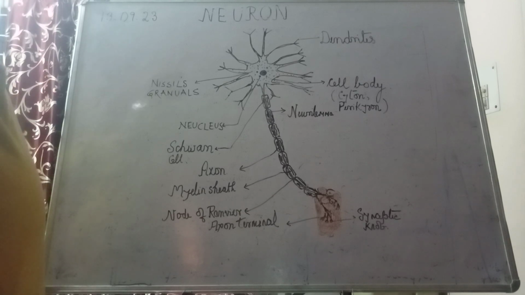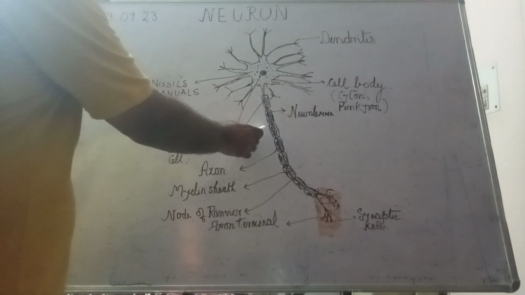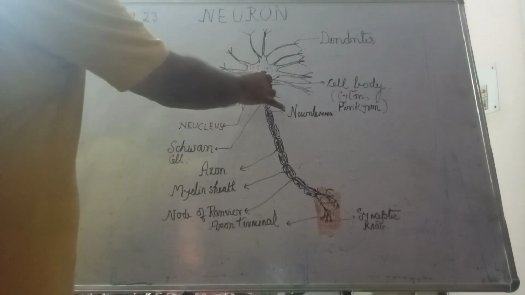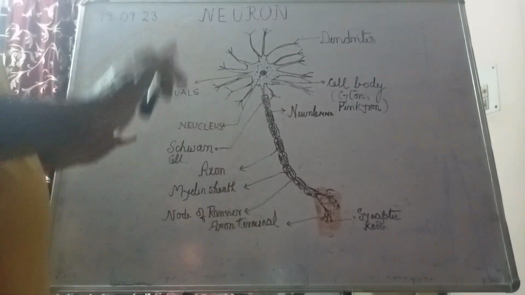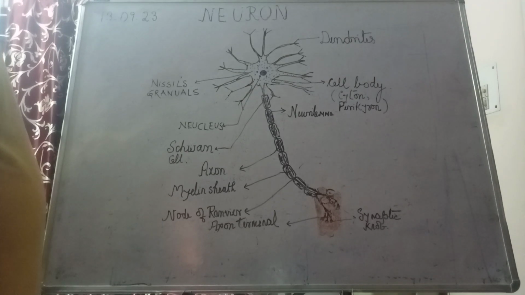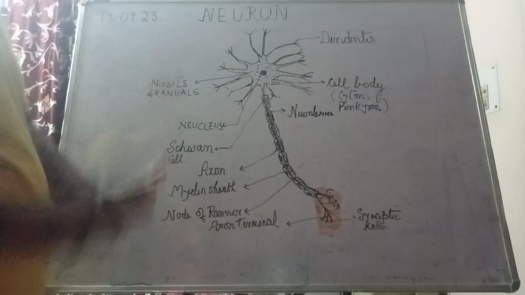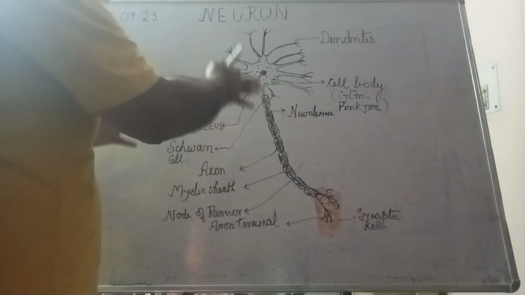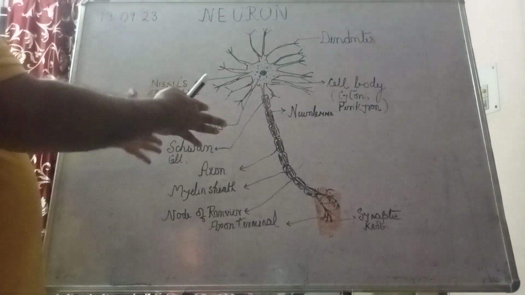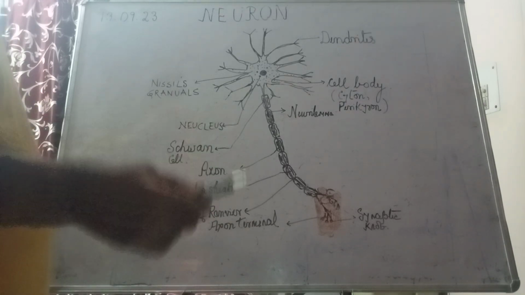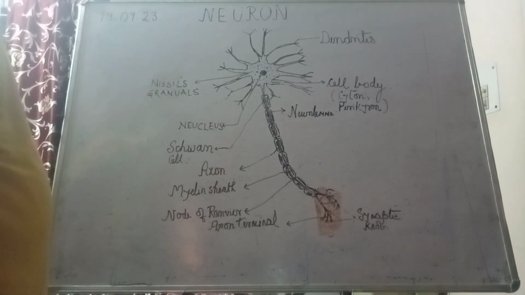Now the bipolar neurons. They have one axon, one cell body, which is also fine, but only one dendrite. So they are bipolar. They are present in the retina of the eye. Okay. So structurally you can divide neurons into multipolar, bipolar, and unipolar neurons.